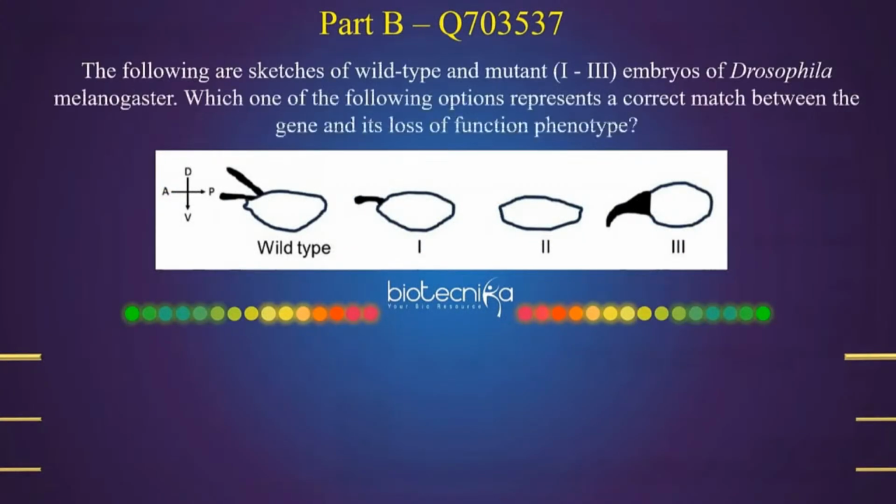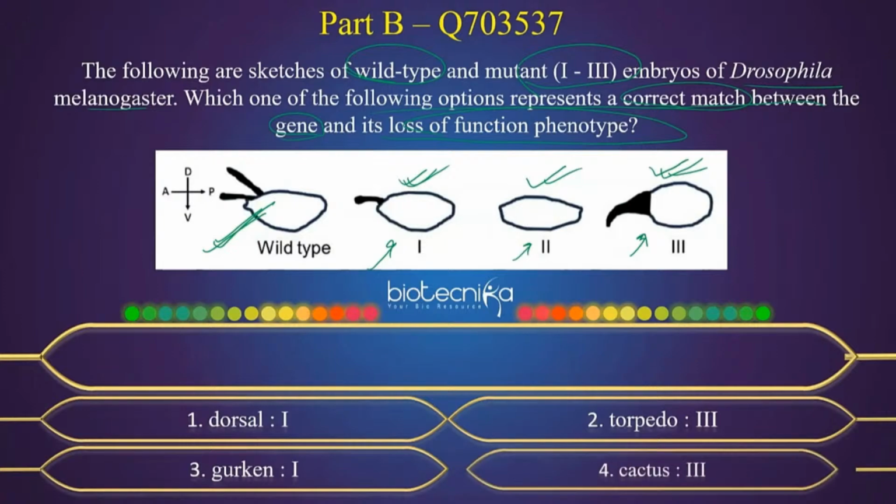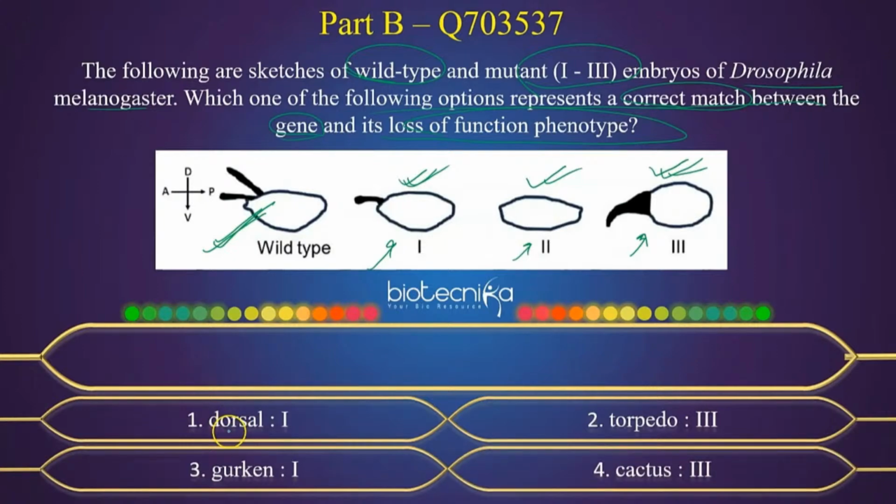Now this was the question in the morning batch which I was talking about. It is a diagram based question. They have given some sketches of wild type and mutants. So this is the wild type diagram and they have given three mutant embryos of Drosophila melanogaster. Which one of the following options represents a correct match between the gene and its loss of function phenotype? See, these mutations have occurred because of the loss of function of some genes. So the question is asking about loss of function only, like which gene, if mutant, gives rise to 1, or 2, or 3. So first of all, look at the wild type.